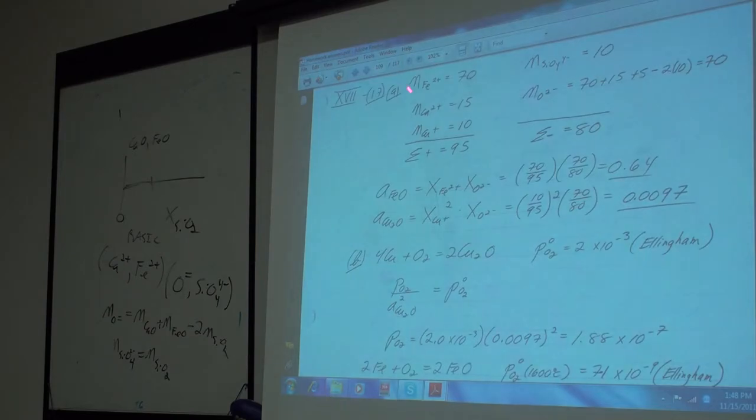I calculated the number of iron ions when I had 70 moles of FeO. So you have 70 moles of FeO, 15 moles of CaO, 10 moles of copper. Total number of positive ions is 95. The number of silicate ions is equal to the number of moles of silica. And the number of moles of oxygen ions is given by the number of moles of FeO plus the number of moles of calcium plus half the number of moles of copper because it's Cu2O, minus 2 times the number of moles of silica. So you end up with 70 moles of oxygen.